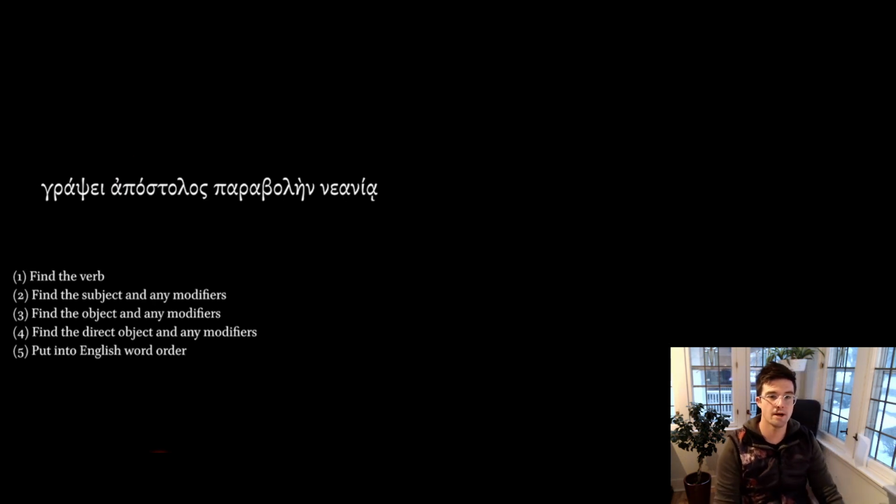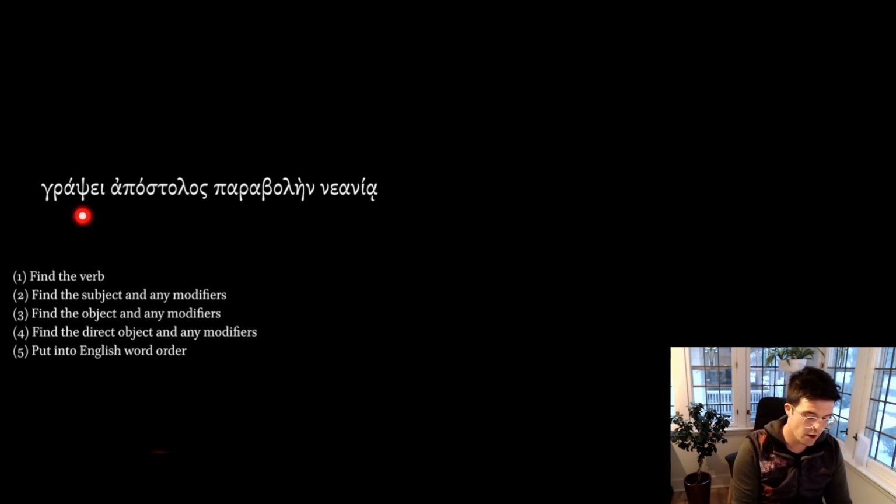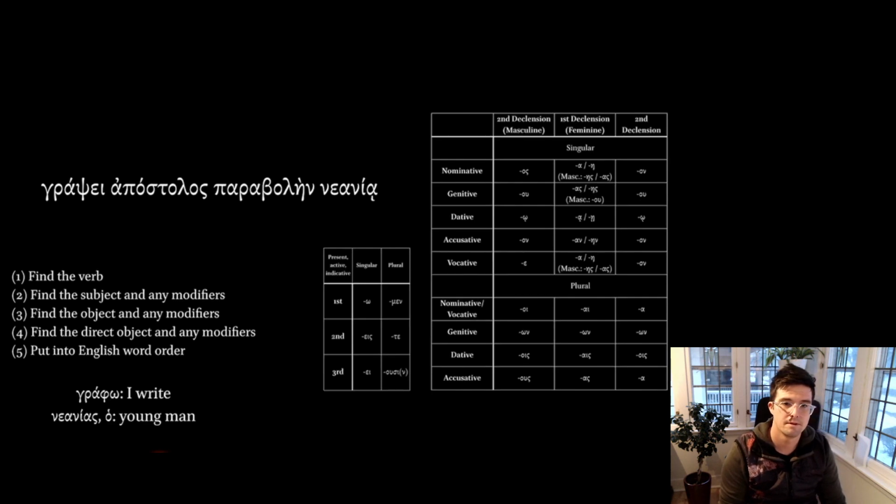Let's do another one here. Let's go at it cold with no resources. I'll read it for us. Grapse, apostolos, parabolein, neania. So now that you've had an attempt at the translation cold, here is some vocabulary for you, the endings for the present active indicative and the different noun endings in the second and first declension.